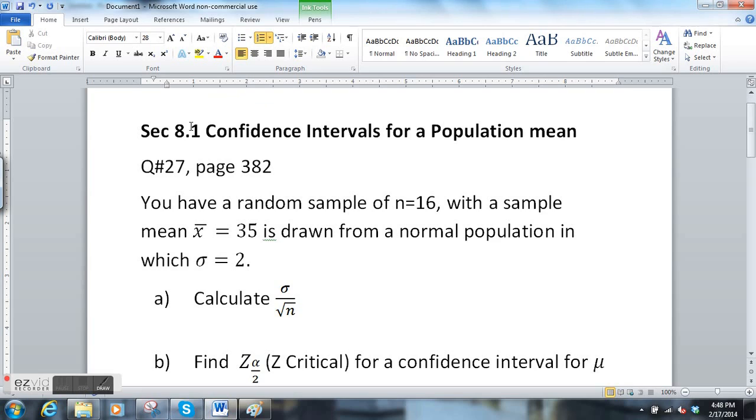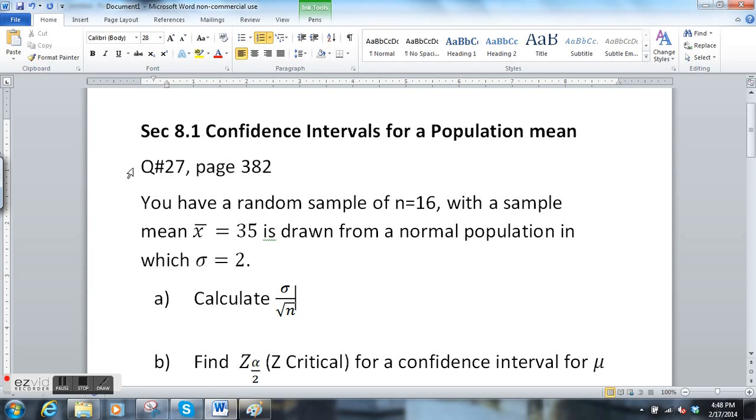Hi there. This is section 8.1. We're moving on to confidence intervals. The nice thing about confidence intervals is that they are a statistic that you will probably see again. You are likely to run into confidence intervals in your journals and things that you do in your life. So let's understand them. Here is a problem.